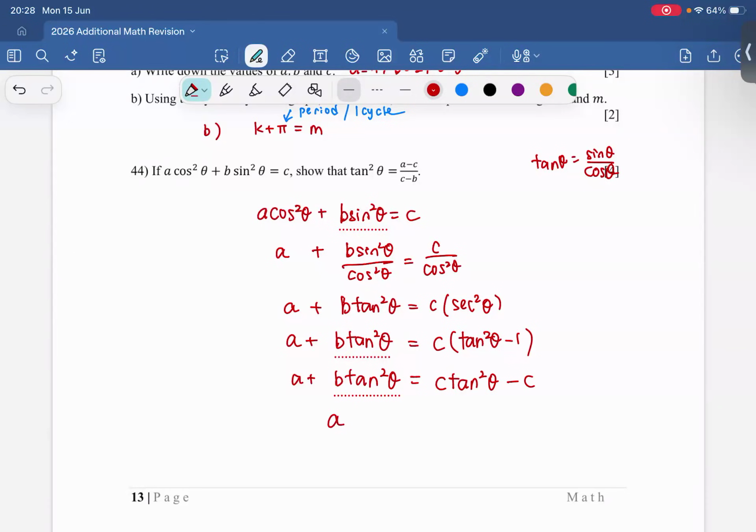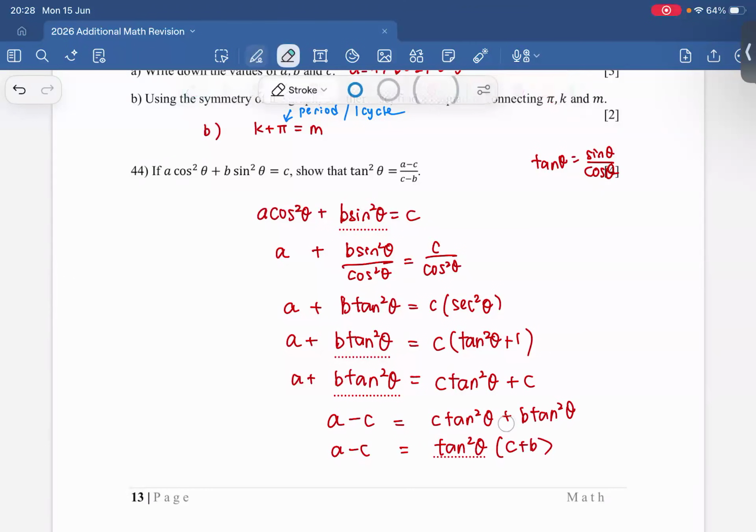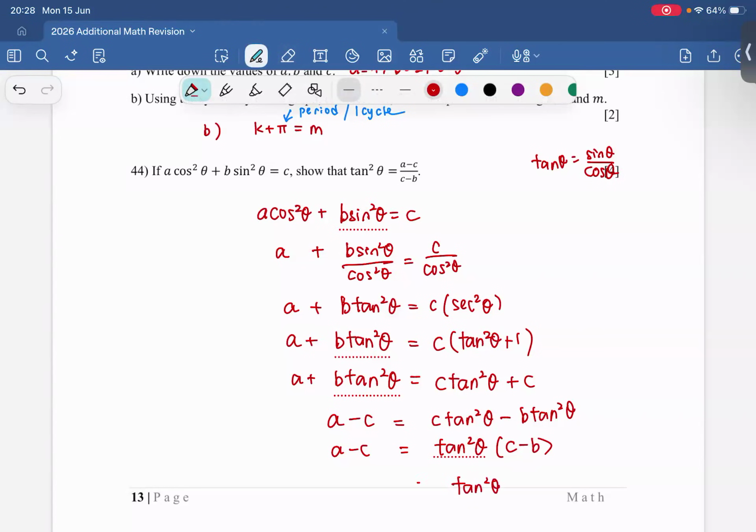So bring... why am I upside down? Oh, tangent square plus 1. Okay, I bring this here and I bring the tangent square theta here. So now you factorize and then you just divide. Okay, so tangent square theta will just... okay, not so straightforward.